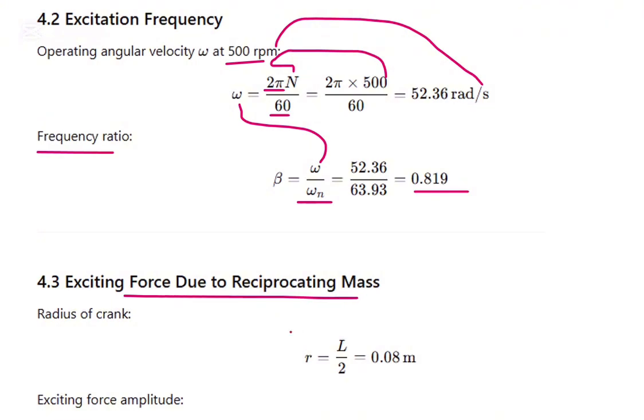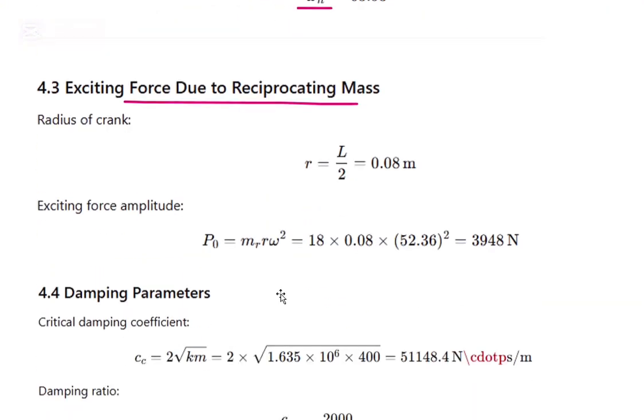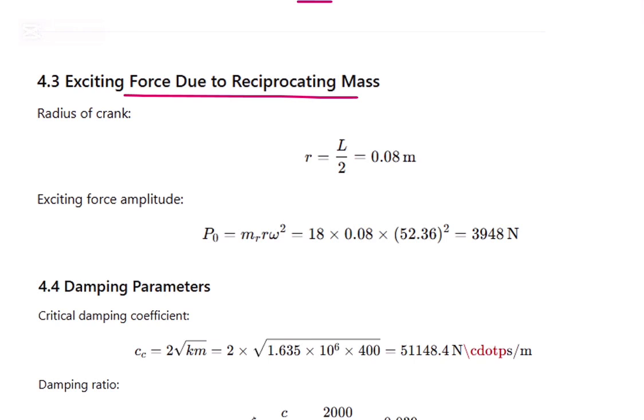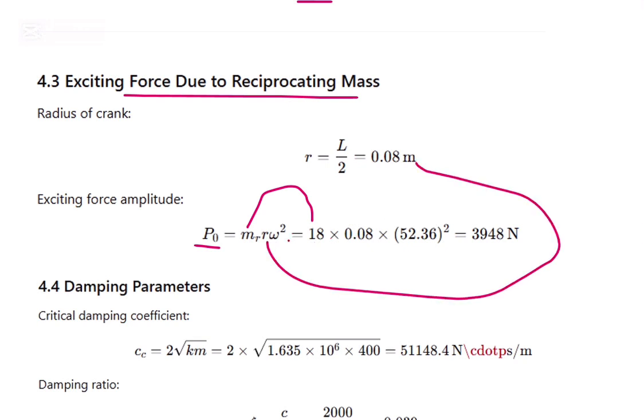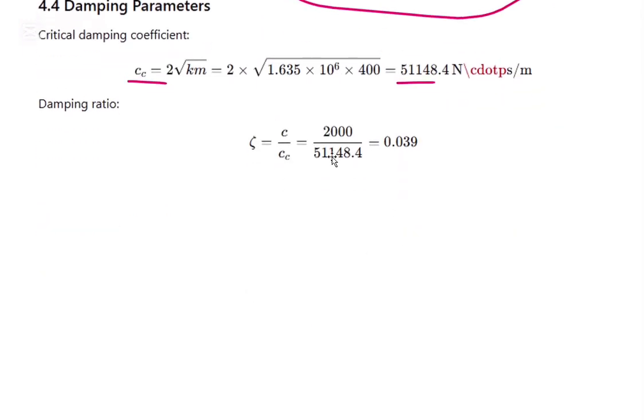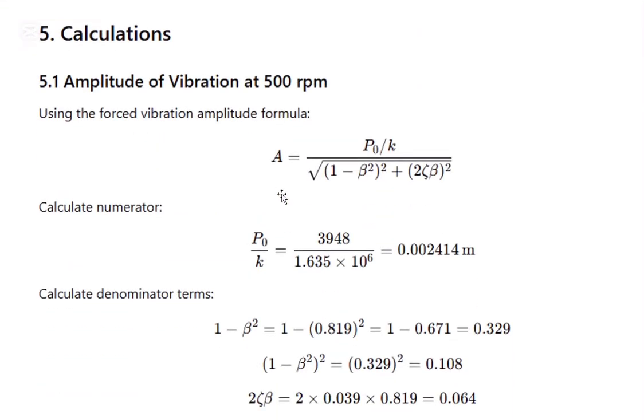The exciting force due to mass is, we need to calculate the radius of crank, that's eccentricity, and this is the force. This reciprocating mass 18 kg, r is the radius, and omega square is the speed at which it rotates. So this is the force. So design parameters, we know the critical damping coefficient, and we can find out the damping ratio, that's around 0.039, it's under damped.